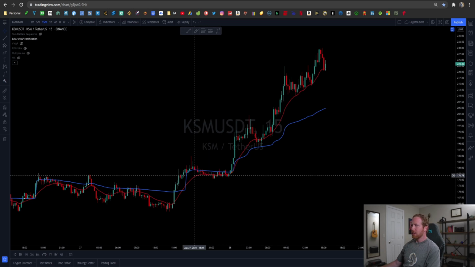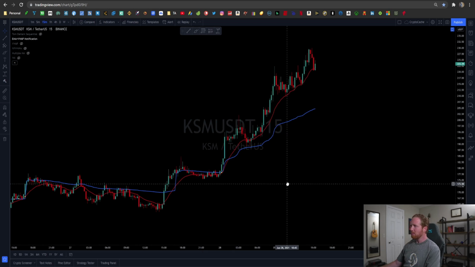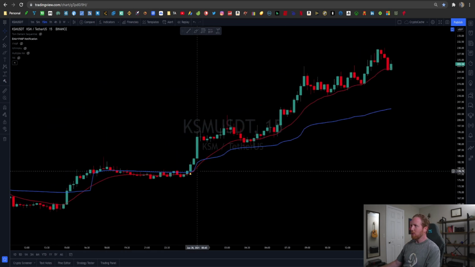Don't try to take entry when you got a consolidation period here, when the price is right in the EMA and VWAP lines, or if it's below. It's not an indication of a buy signal. This is an indication of a buy signal when the price is above both EMA and VWAP.